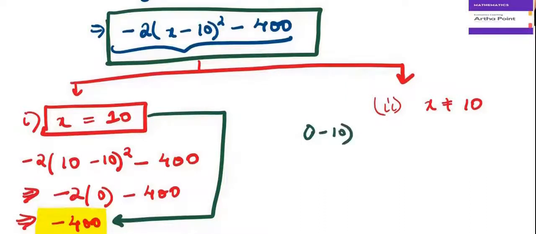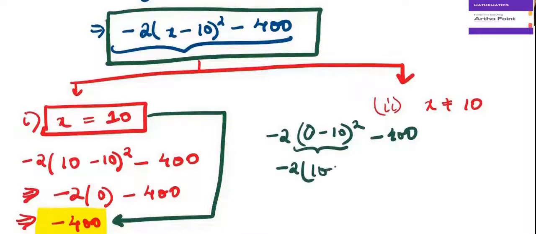If x is not equal to 10, supposedly x is 0. Then (0 minus 10) whole square, minus 2, minus 400. This will always be positive. Minus 10 whole square is 100. Minus 2 times 100 minus 400 will be minus 600. Right? Suppose x is 1. Then 1 minus 10 is minus 9, whole square. Minus 9 whole square is 81. Suppose x is minus 1. Minus 1 minus 10 is minus 11, whole square is 121.